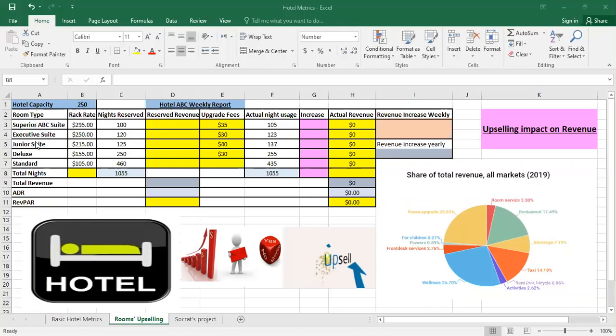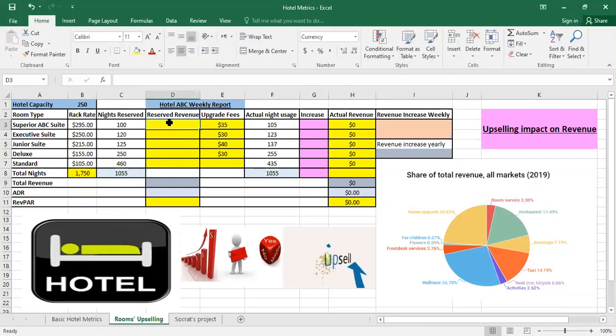So we have Hotel ABC, the hotel capacity is 250. We have the different room types here: superior, executive, junior, deluxe, and standard room, and the rack rate for each room category. And also we have the nights reserved for 1 week. First, in order to start, we will calculate the total nights in case the hotel is fully booked. So it's 250, the capacity per day, times 7. So the total nights that we can sell per week is 1,750.